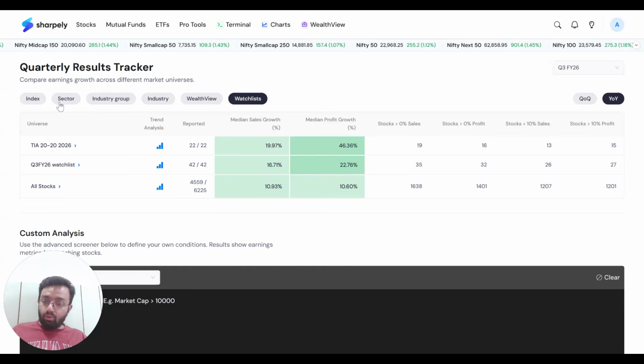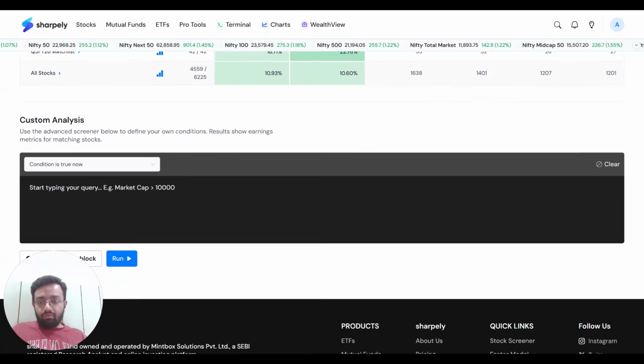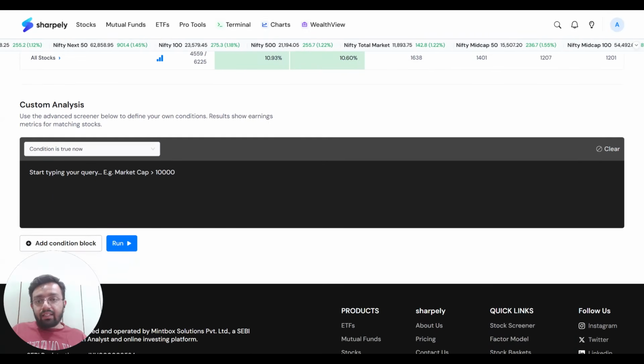You can do multiple types of analysis, and you will be able to figure out where the fundamental strength is using this table. Now, the second part of analysis is a highly customizable analysis. So, for example, I am, let's say, a research analyst, and I want to analyze the quarterly result trend of chemical companies that have market cap between, let's say, 1000 crore to 10,000 crore.